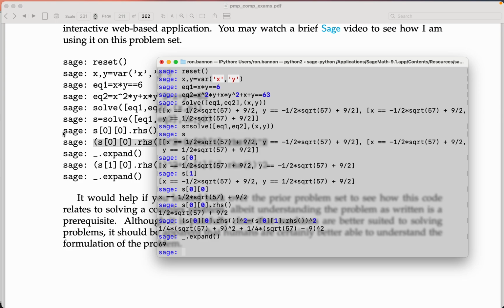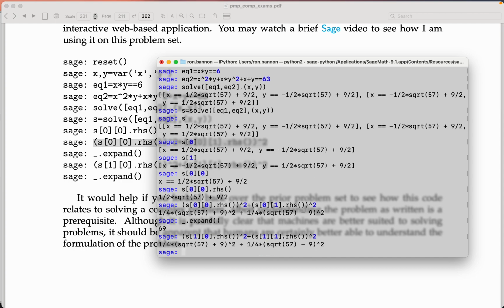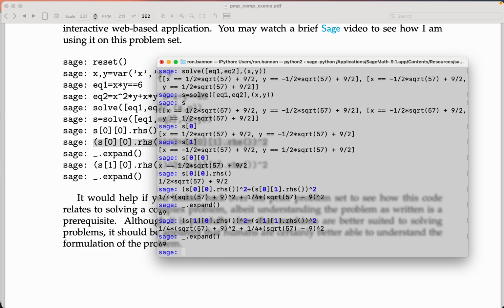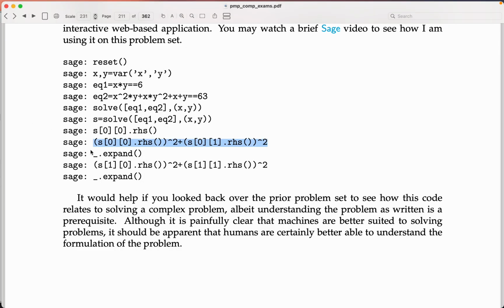Now, if I do the other one, let me point out what I mean by that. If I'm going to go to the second entry of that, S0 stands for the first, S1 is the second entry there. Let me just type this in. Whoops, made a mistake. And then I'm going to expand that, and you get 69.